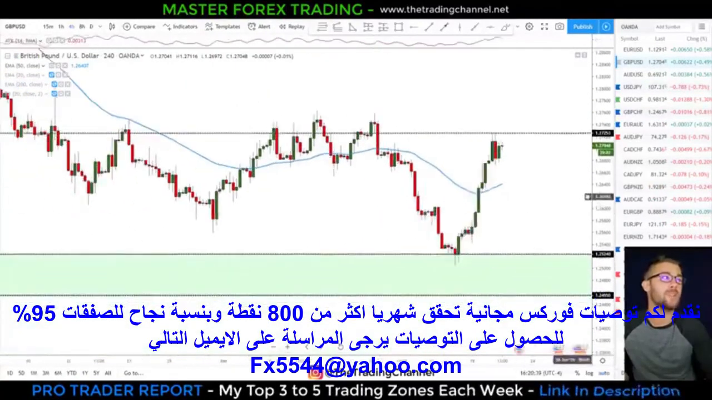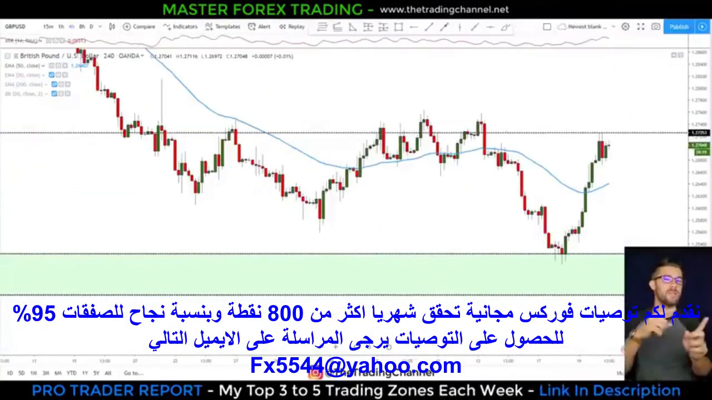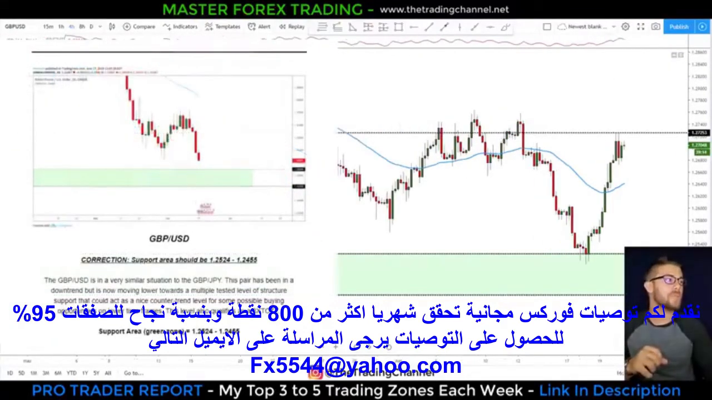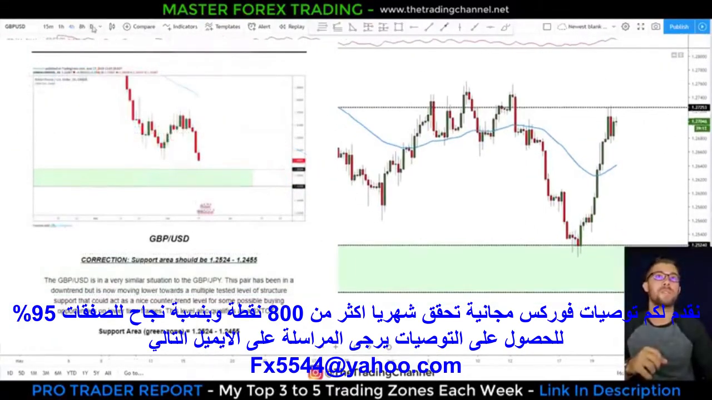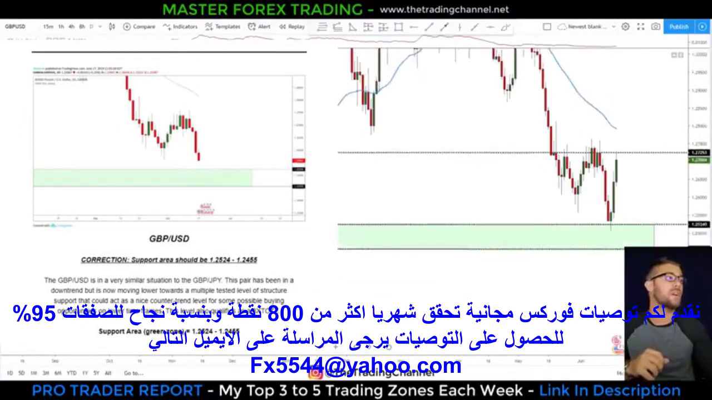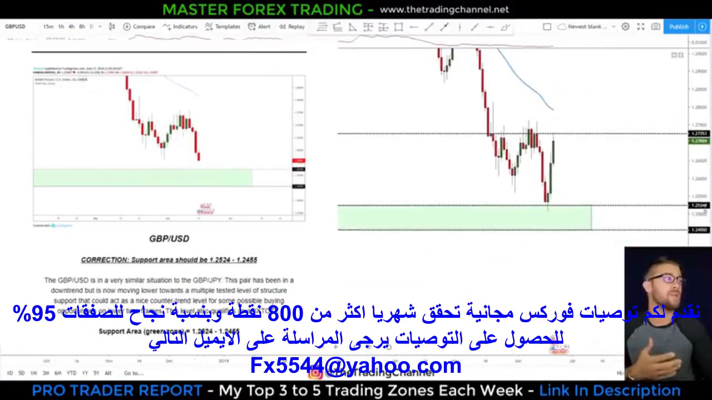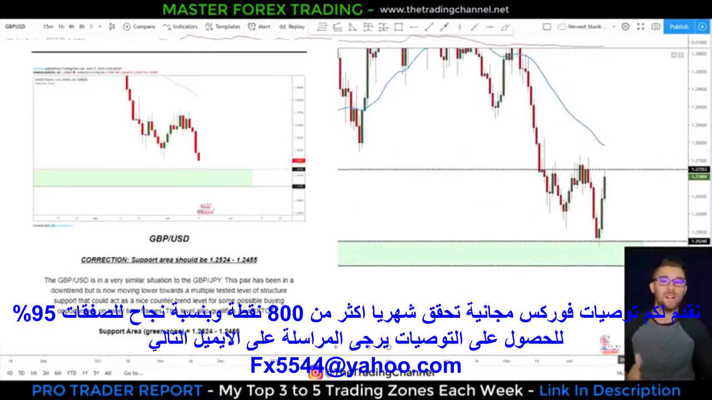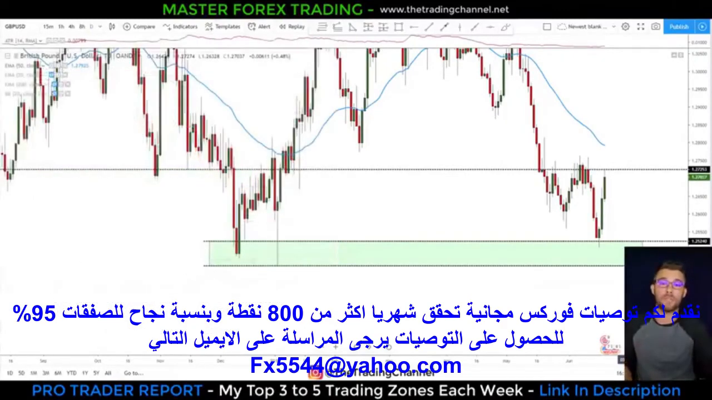And in the Pro Trader report that I will put to the left-hand side of your screen, we pointed out an area. Let me drop this back to the daily chart. On the daily chart, we pointed out an area between 1.2524, which you can see on the picture now, and 1.2455. And in this area, we said that we were looking for possible long opportunities out of this market because of previous structure. This is how powerful structure can be.